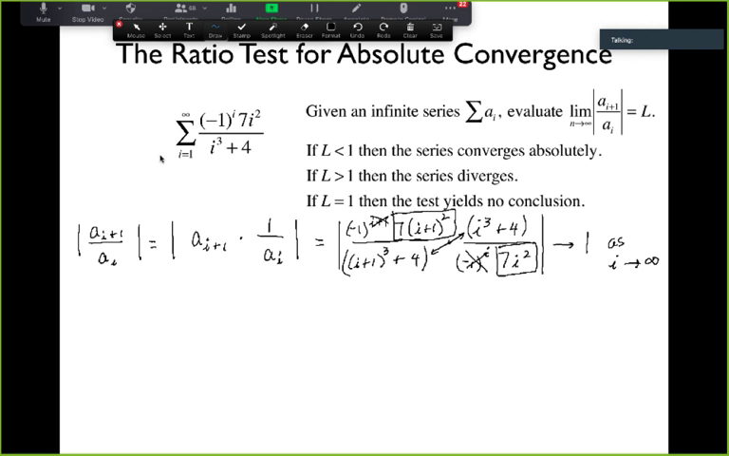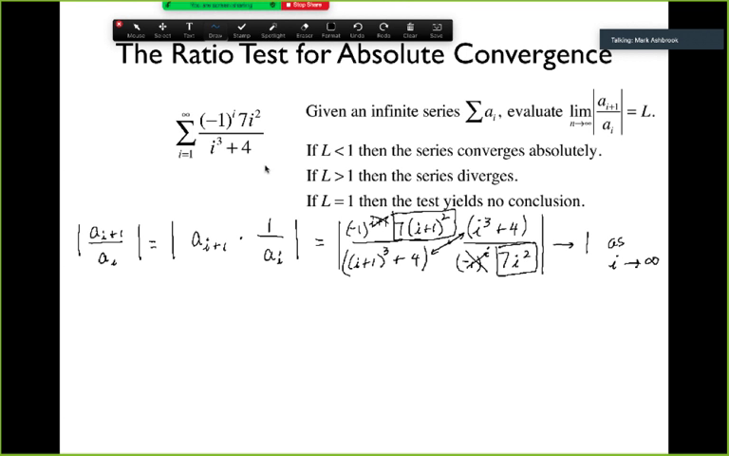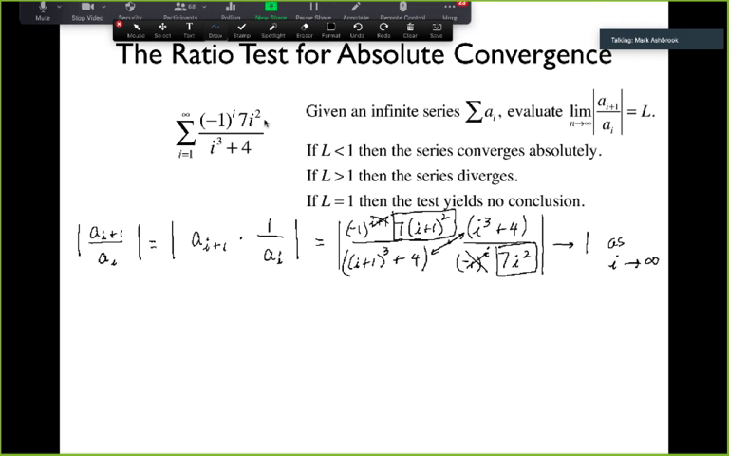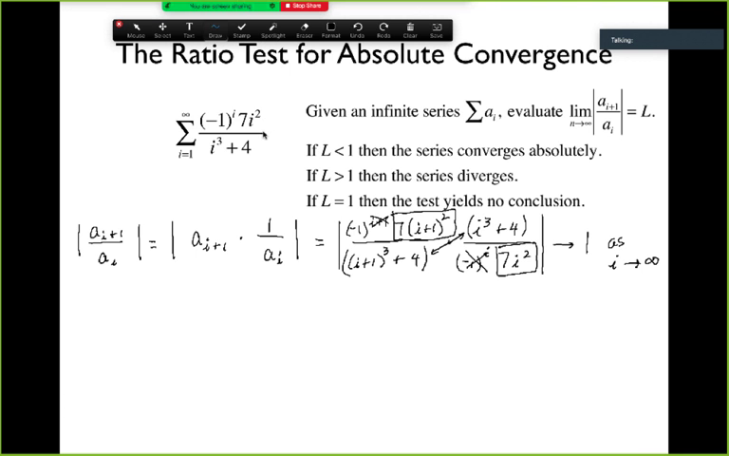So what of those things? Is it a P series? No, not quite, because of this plus 4. Because of the plus 4 in the denominator, it's not a P series. But it looks like it's similar. It's definitely not geometric. So what about this? What about 7i squared over i cubed plus 4?